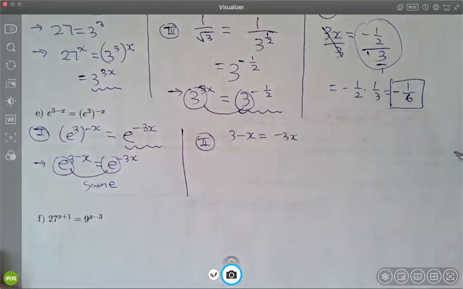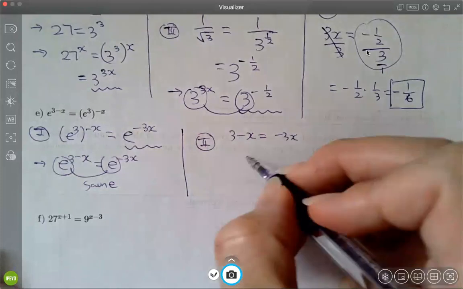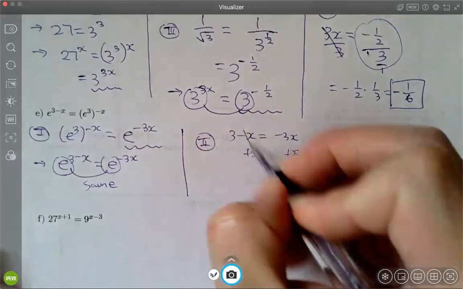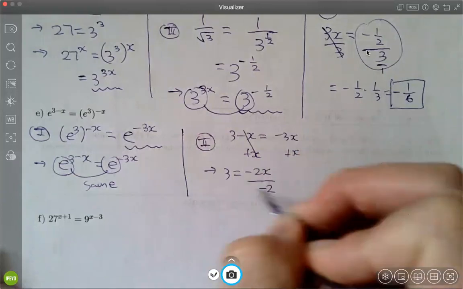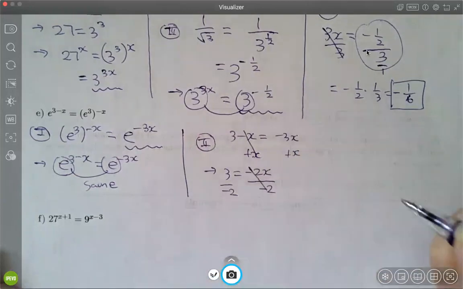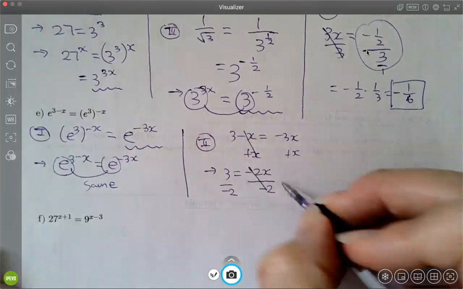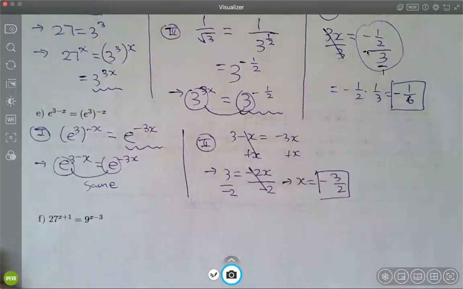Okay, so here, what can you do? Maybe add x. So 3 is equal to negative 2x. Divide by negative 2. So what's the answer? x is equal to negative 3/2. Okay.